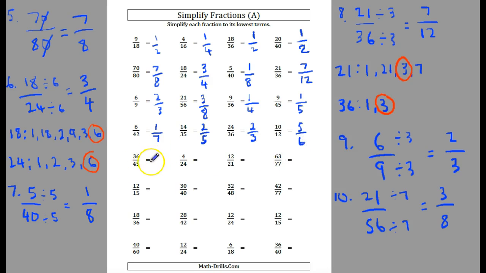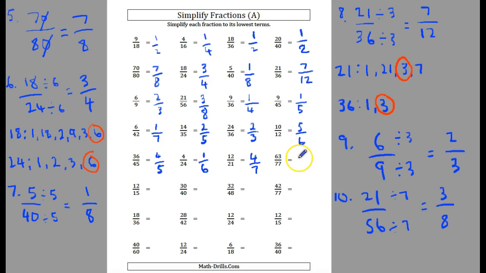Okay, and 36 over 45. I think we did one before, didn't we? Something similar. 36 and 45, the highest common factor is 9. So yeah, 4 over 5. Okay, 4 and 24, so 4 is your highest common factor, so we have 1 over 6. 12 and 21, 3 is your highest common factor. 12 divided by 3 gives you 4. 21 divided by 3 is 7.